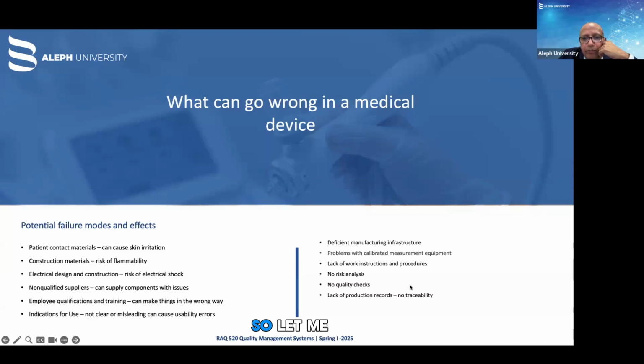So let me see. Lack of production records, no traceability is another way, people don't label products correctly. So if there is any recall, they don't have a way to know who has what. They don't have production records, who manufactured what, when it was manufactured, when they received the components, they don't have any idea. And that's because either they don't have a good quality management system, or the employees don't follow their quality management system, or there are no clear instructions.